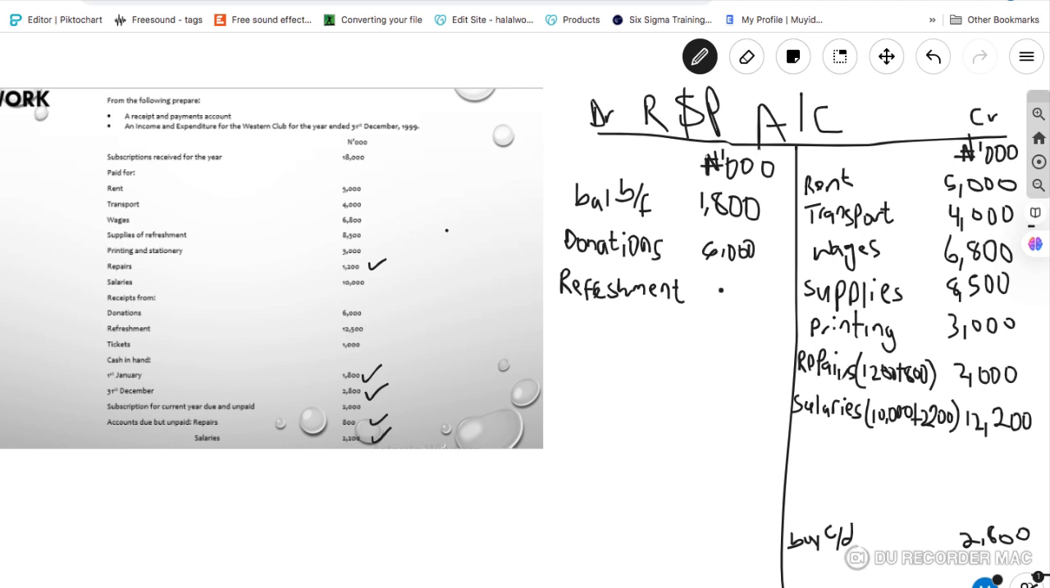So refreshment is 12,500,000. Okay. So we also have tickets. This ticket can be tickets for meals or ticket for events. So we generated cash for tickets. We have 1 million.